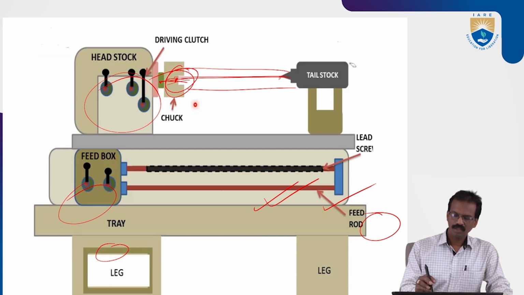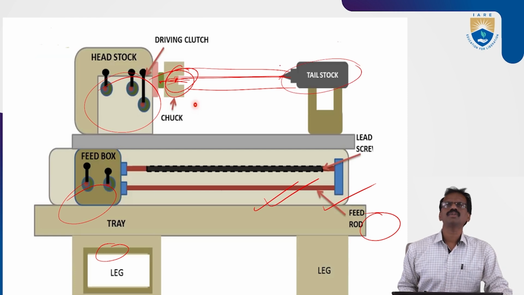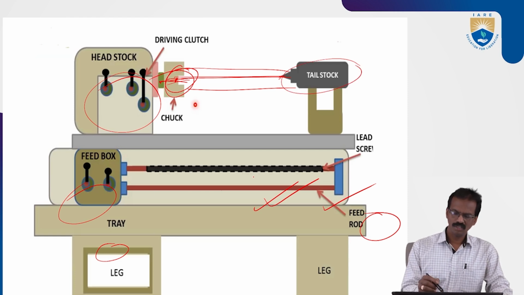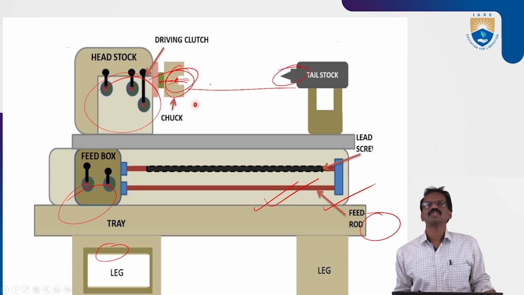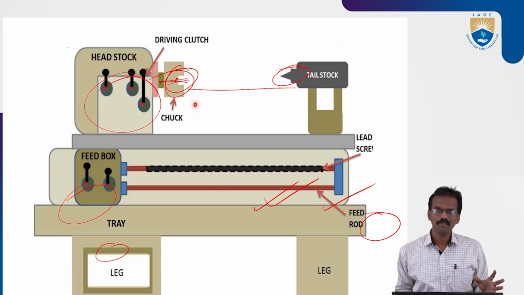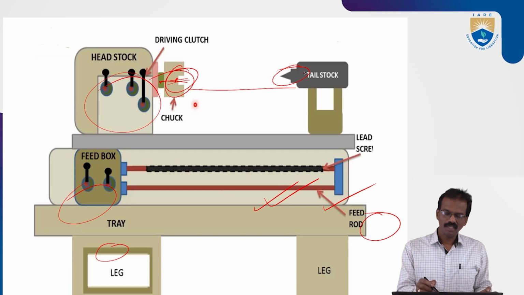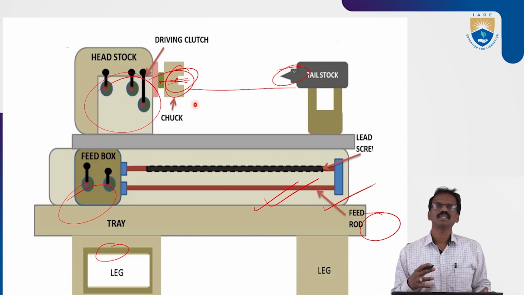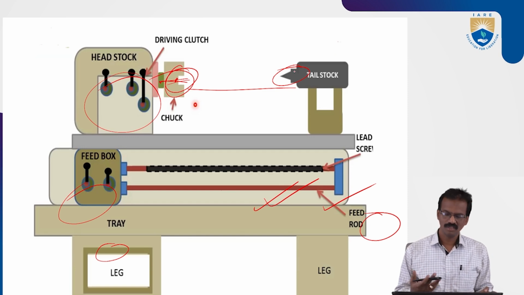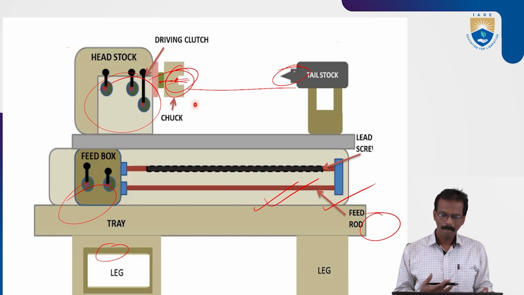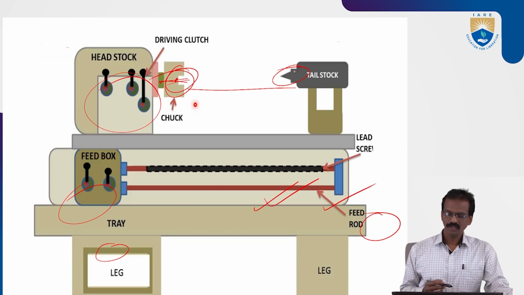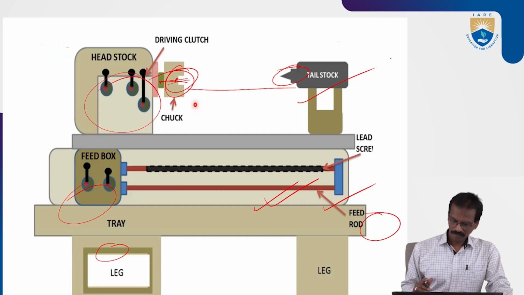So by the help of the tailstock we can fix, at this dead center, different types of tools also, like drilling tools, tapping tools and boring tools. By the help of this we can perform drilling operations, boring operations and tapping operations also. Okay, so that is the main advantage of the tailstock.